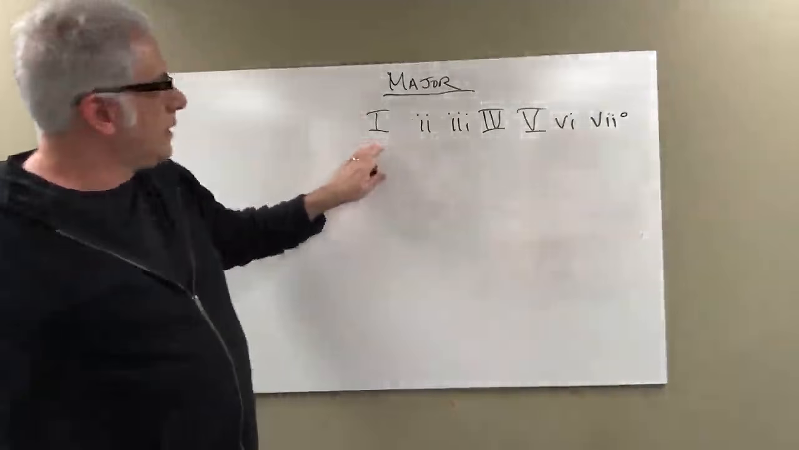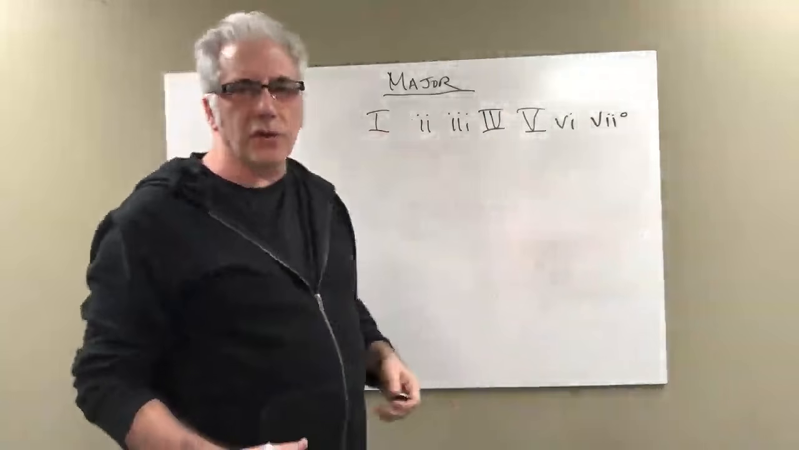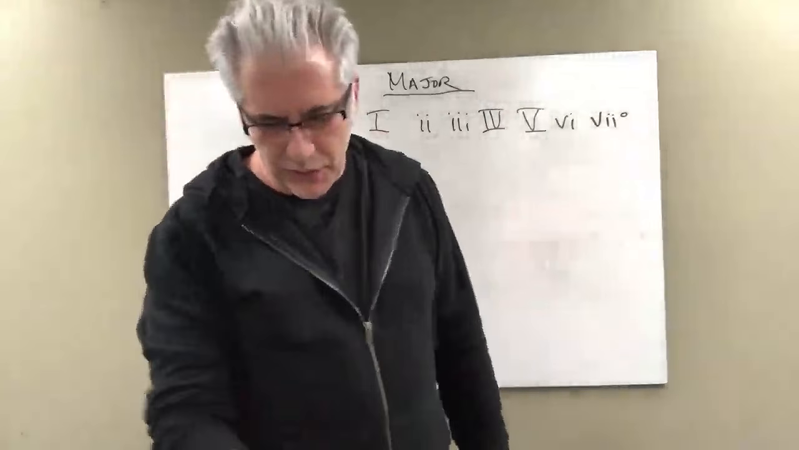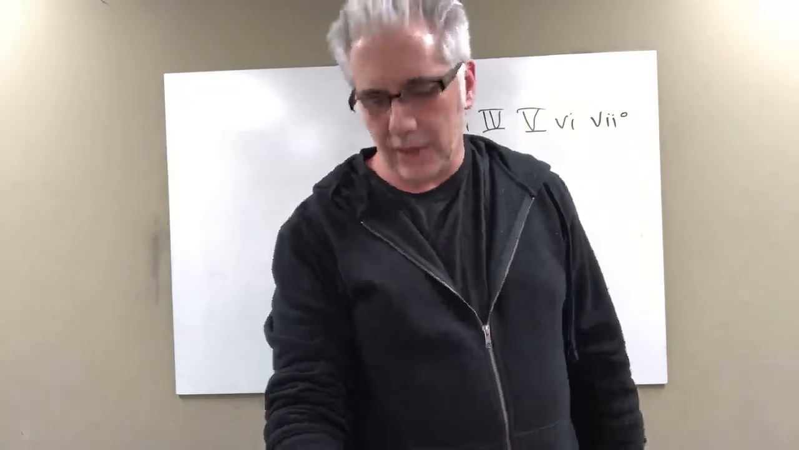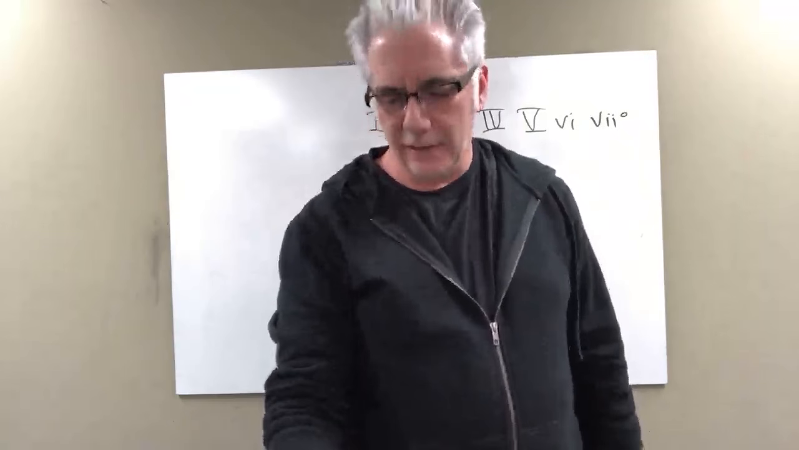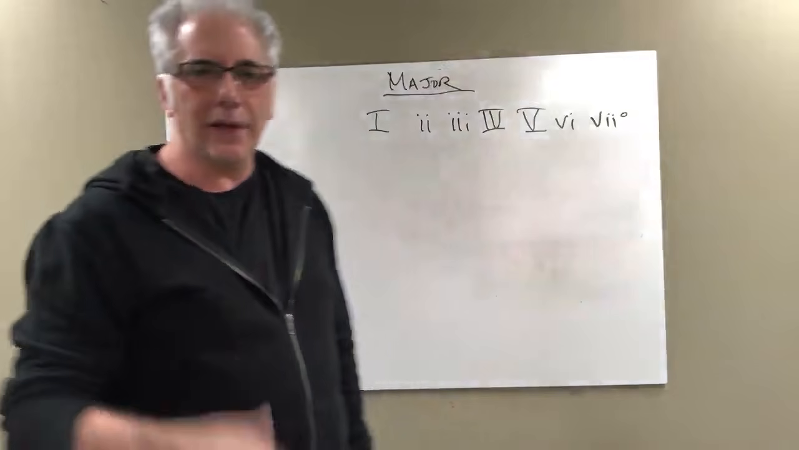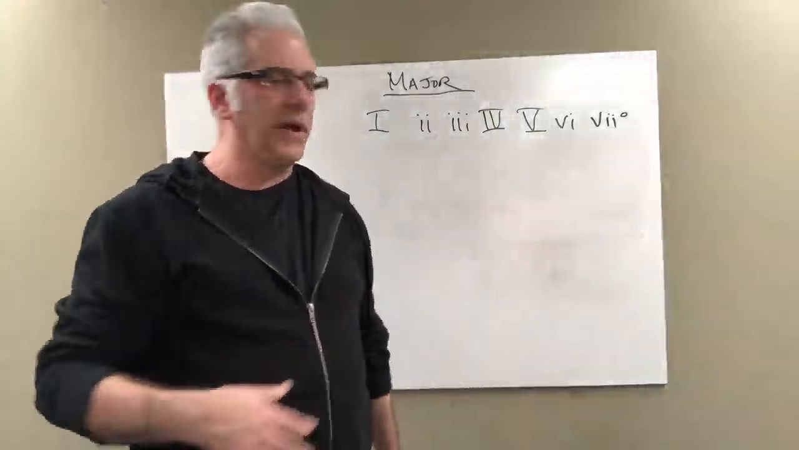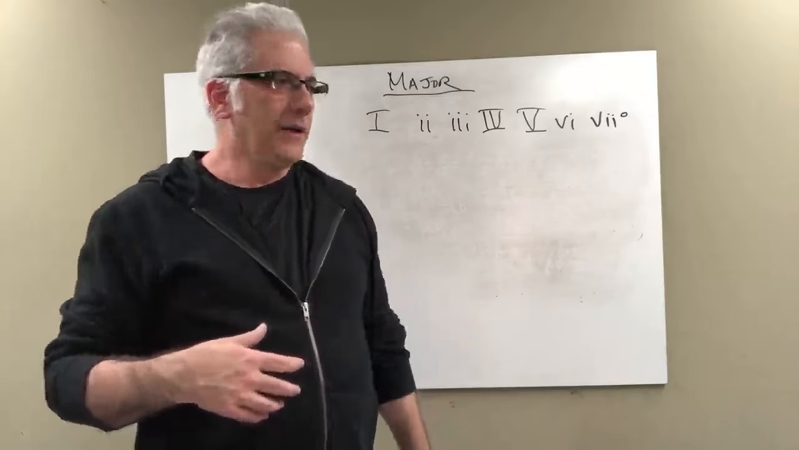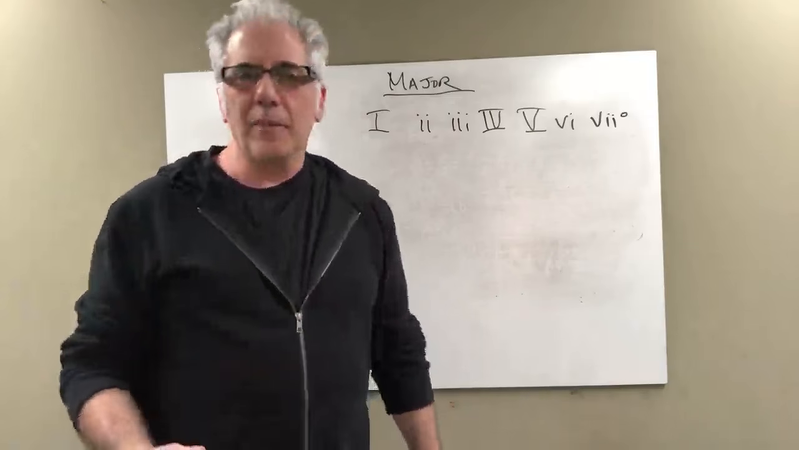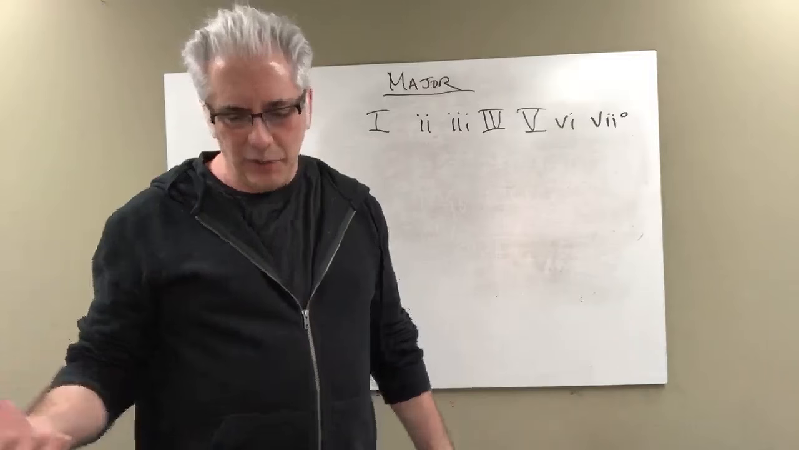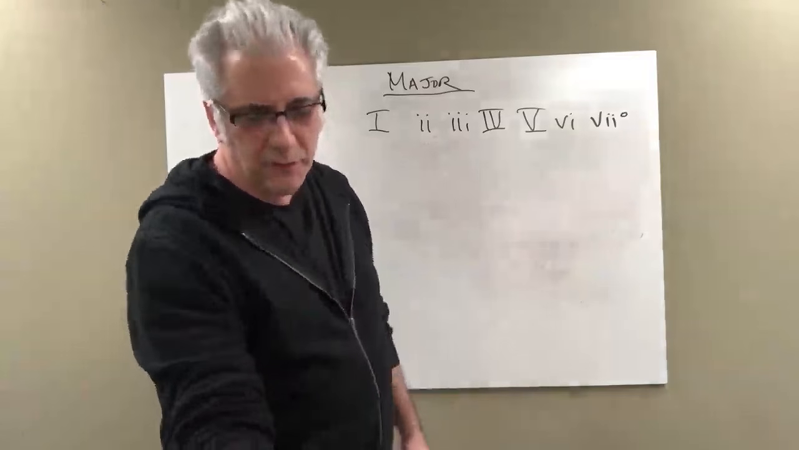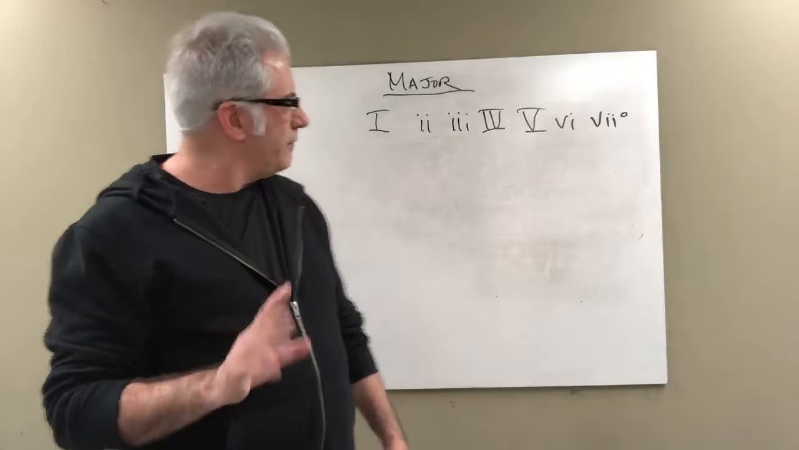Now, you'll notice 1, 4, 5 are major. So if you're doing a blues, you've got 1, C, 4, 5, 1. Those are the chords that are in a blues. Now, if you're playing a jazz blues, you might have more chords than that. But if you're playing a rock blues, they may all be seventh chords. We'll get into that after.